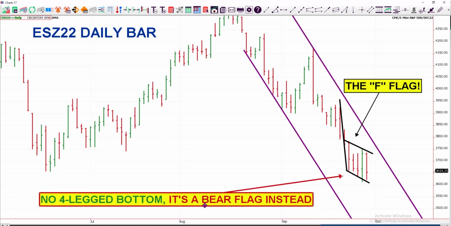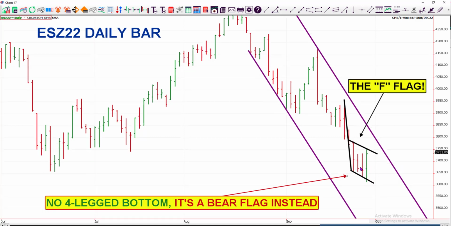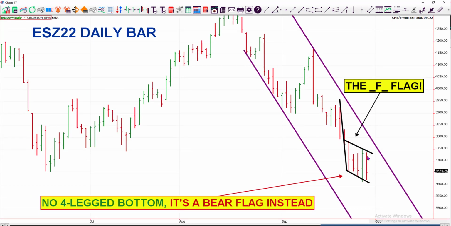It was not a 4-legged bottom. Why? Because we've got 5 legs now. That could have been a 4-legged bottom, because we've got the 5th leg in, that's not a 4-legged bottom, right? Absolutely not. Let's get rid of tonight's little bar.